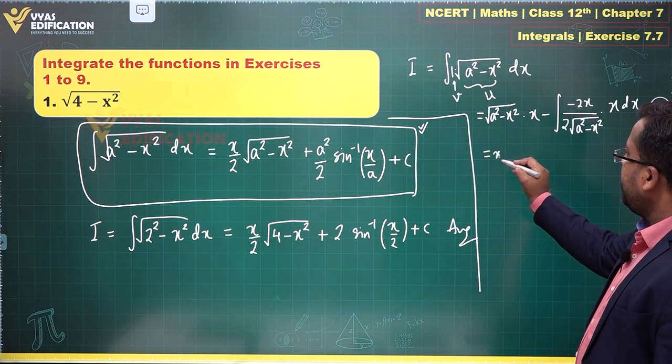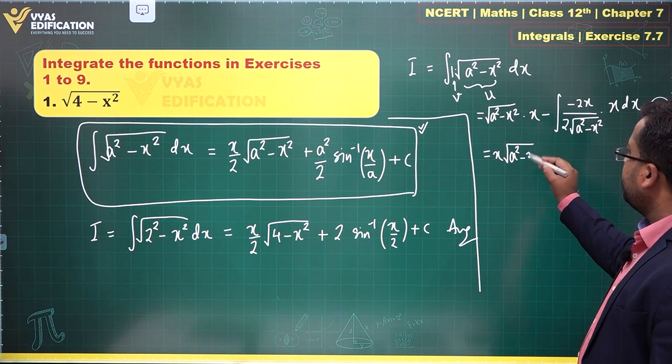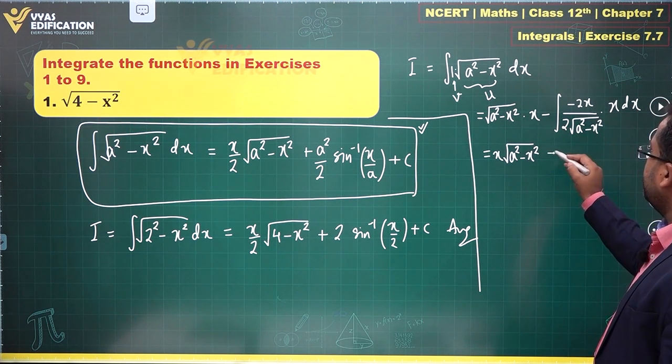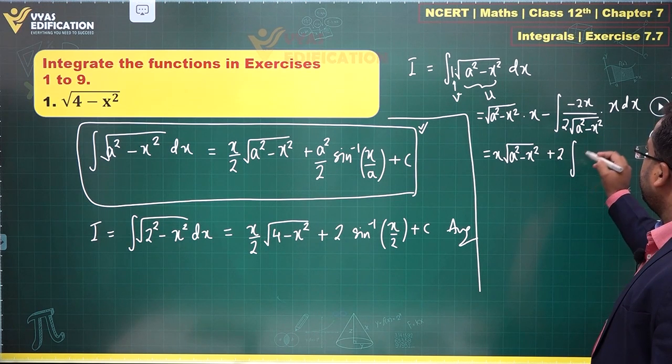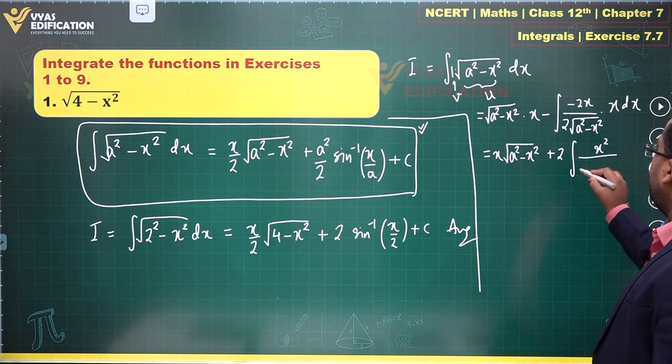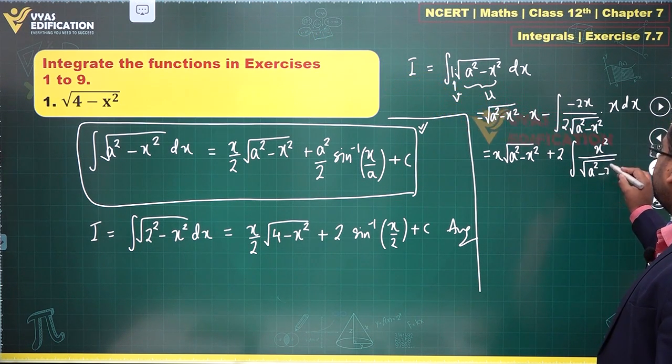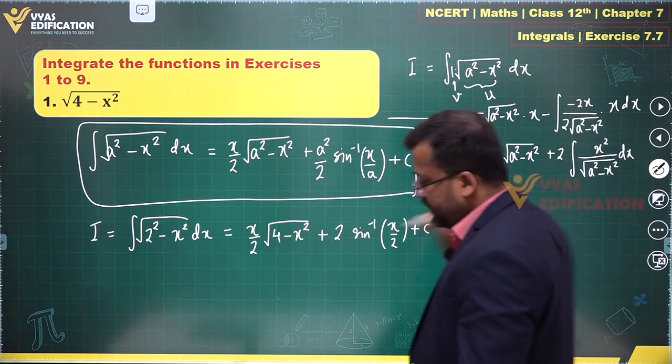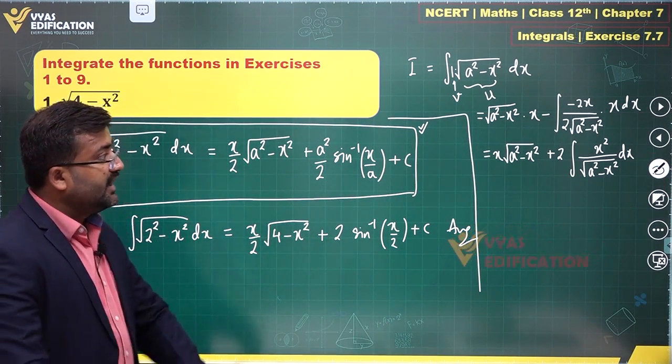So this is x under root of a square minus x square, which is simple. Let's analyze this term. 2 comes out, integral, what do you get? X square upon under root of a square minus x square. This is what you get. Observe that carefully.